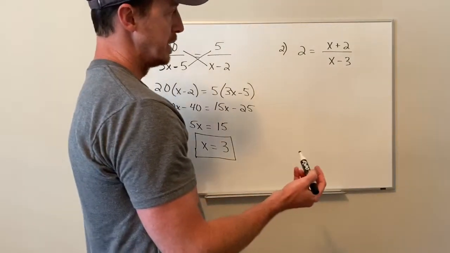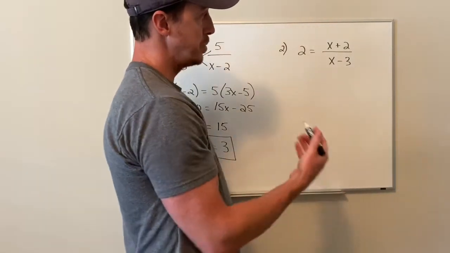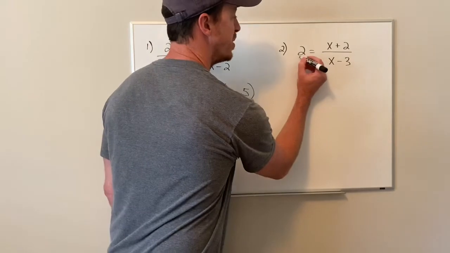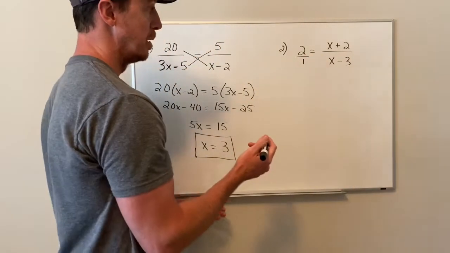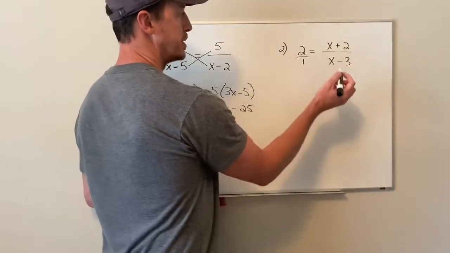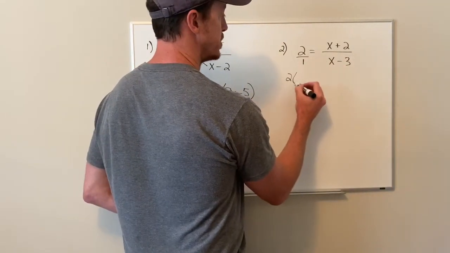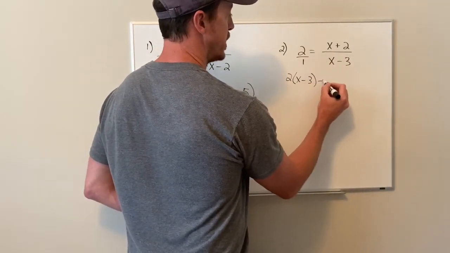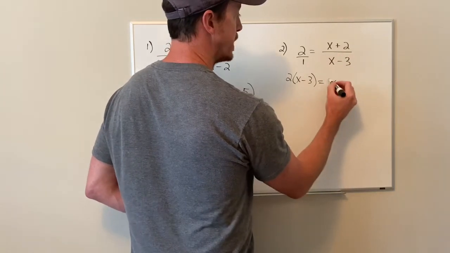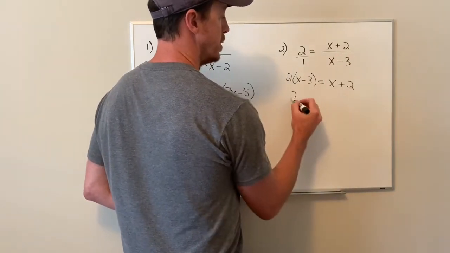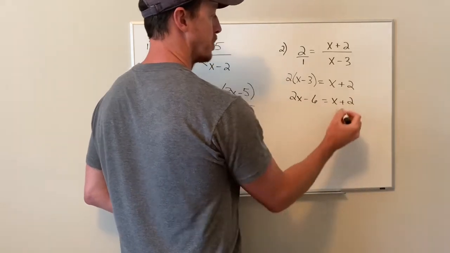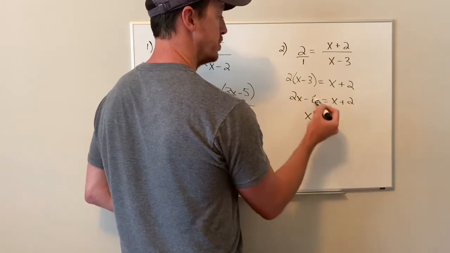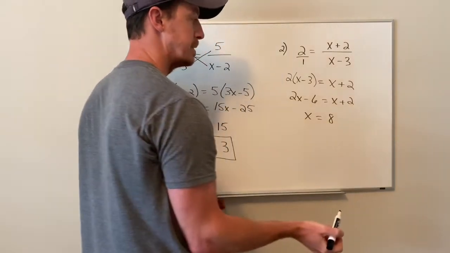All right, same thing with number 2. Number 2 is still a proportion. This is really 2 over 1. You could put it over 1 if that made you feel better, but you don't need to. I'm going to do the same thing here where I cross multiply. So this is 2 times x minus 3 equals 1 times x plus 2. And so this is 2x minus 6 equals x plus 2. Subtract the x over, add the 6 over, x equals 8.